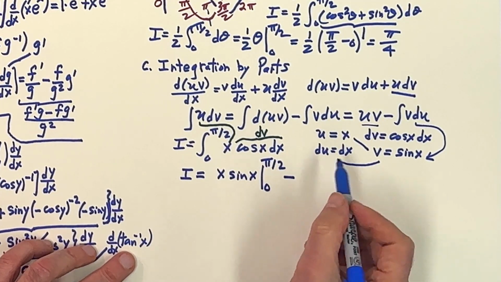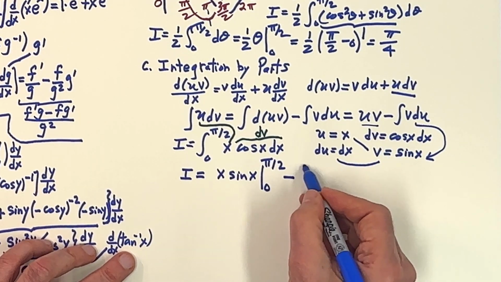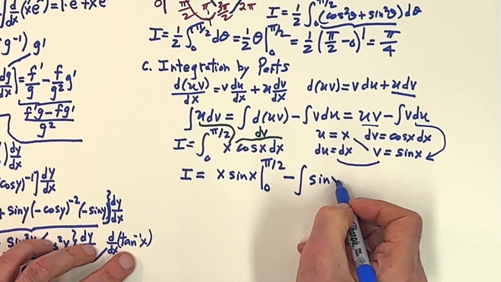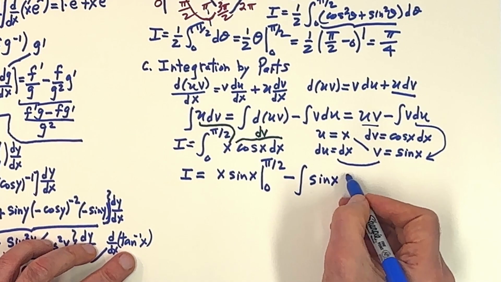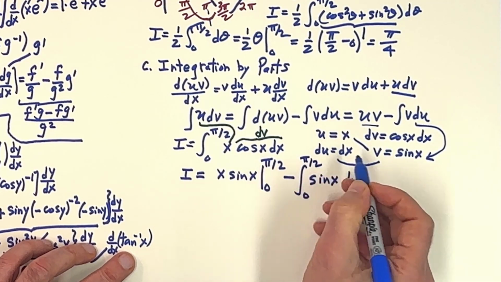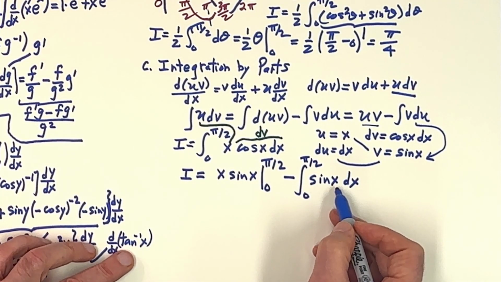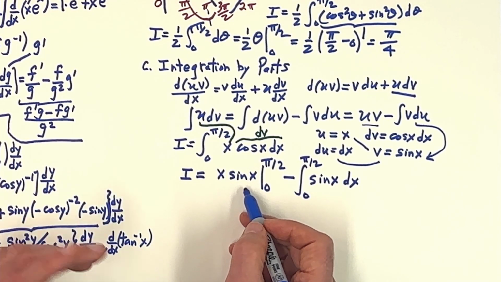And now we're going to have the v du. So that means we're going to have the sine of x. And then the du is the dx. We put the dx there, and we're going from 0 to pi over 2. And see, this integral is not easy to do. And this one came as a bonus. There was nothing to do there.